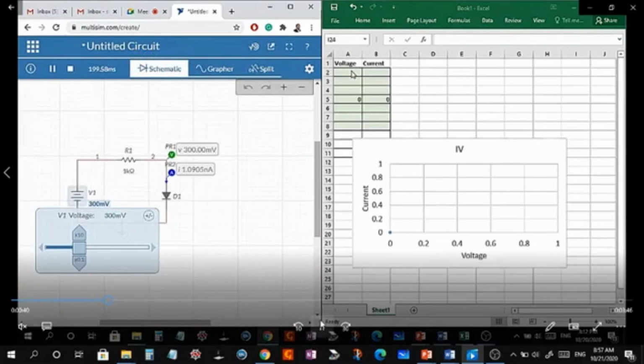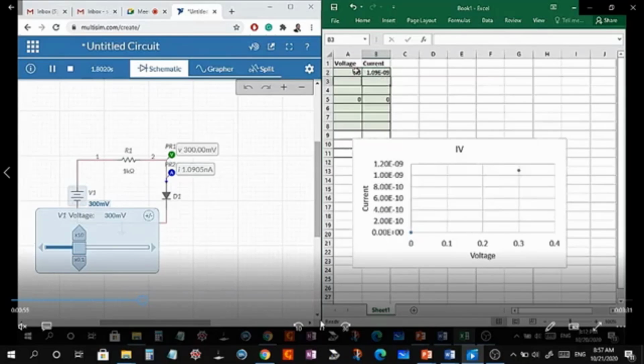So the voltage is 0.3 or 300 millivolt, and then the current is very low. This is approximately 1 nanoampere. So nanoampere is 10 power of minus 9. Okay, so I put the value in this table.